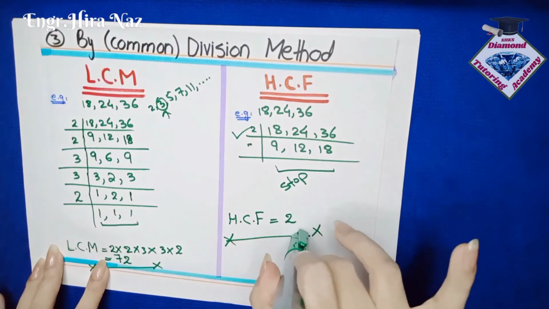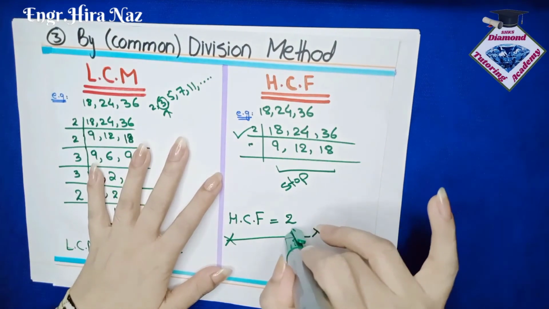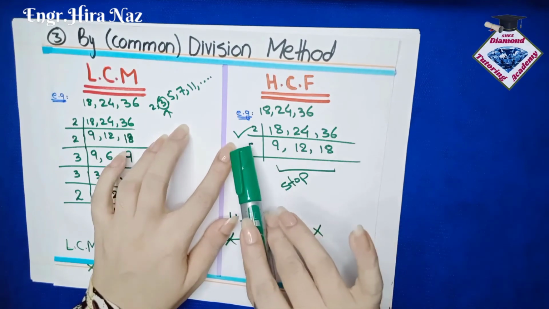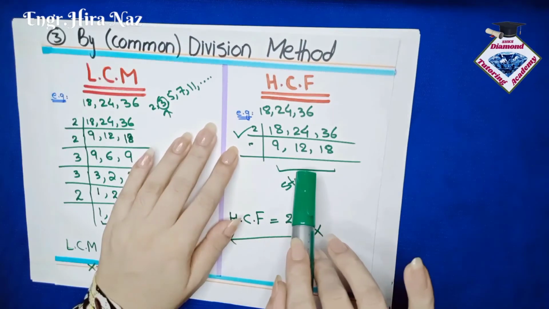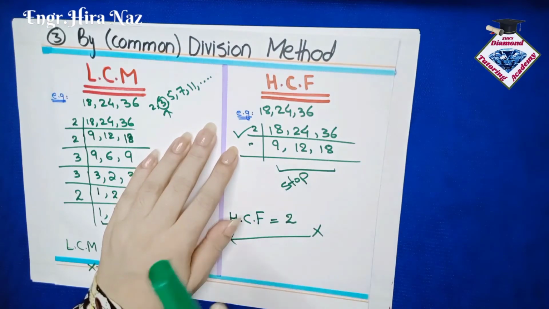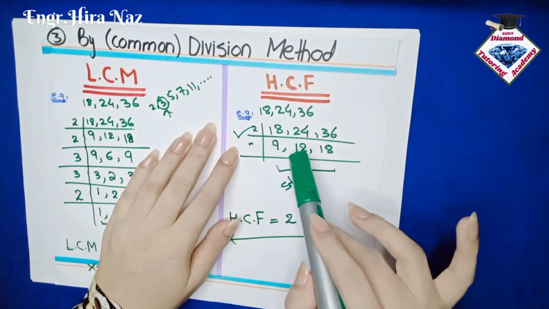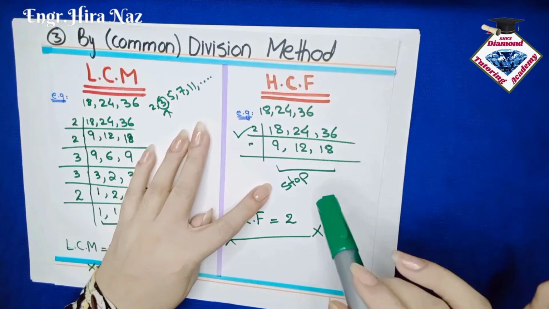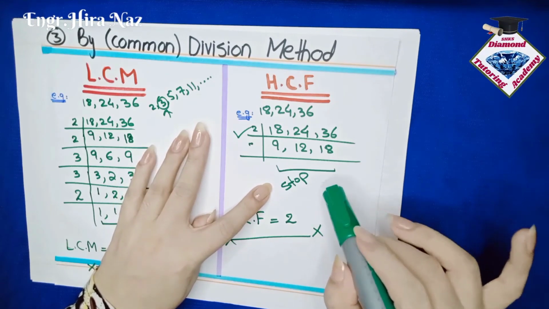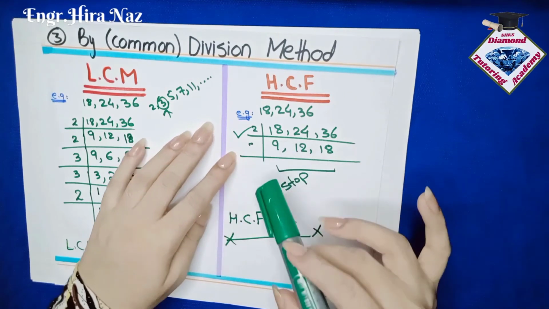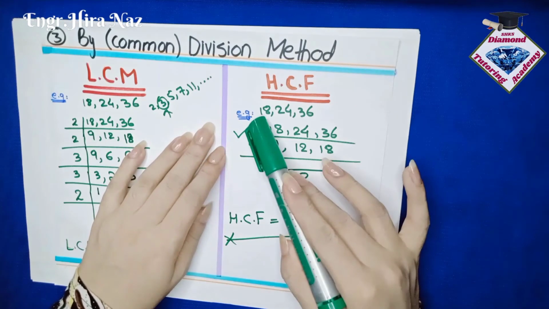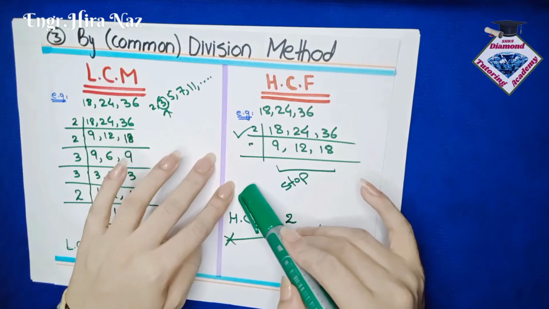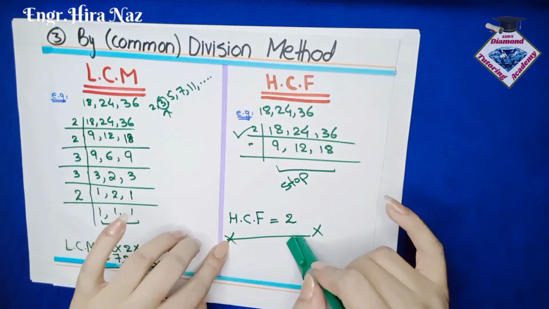But what for HCF? For HCF, you have to divide all the numbers with the same divisor. Whenever a stage comes when no more divisor can divide all the numbers at the same time, you have to stop there, and your HCF will be your divisor. If you have 2 divisors or 3 divisors, take the product of those divisors to make the HCF.